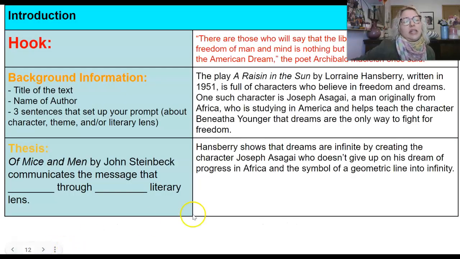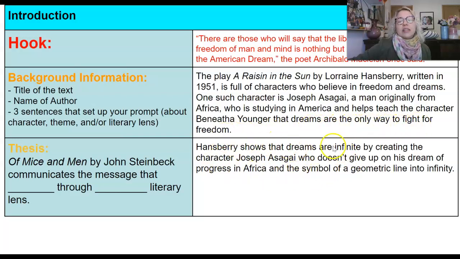So here is an example. I'm going to use the hook from Archibald MacLeish about the American Dream. And now I say I'm writing about A Raisin in the Sun. So I say the play A Raisin in the Sun by Lorraine Hansberry, written in 1951, is full of characters who believe in freedom and dreams. One such character is Joseph Asagai, a man originally from Africa who is studying in America and helps teach the character Beneatha Younger that dreams are the only way to fight for freedom.